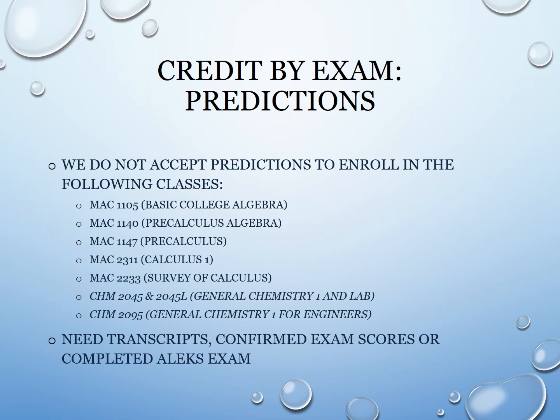When we talk about confirmed scores, we're talking about transcripts for dual enrollment. We're talking about confirmed exam scores, not predicted exam scores like they're doing on Preview Prep. Preview Prep is predicted, it's self-reported, right? We need confirmed things that we can actually verify. Or a completed ALEX exam could also be something that we could use for these courses as appropriate based on the score that they get.